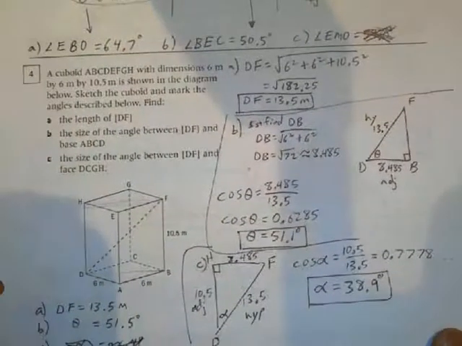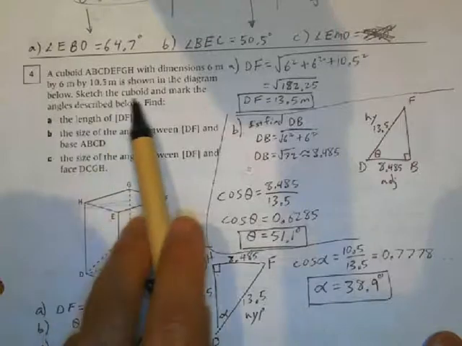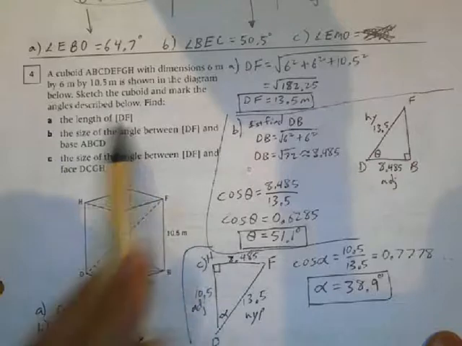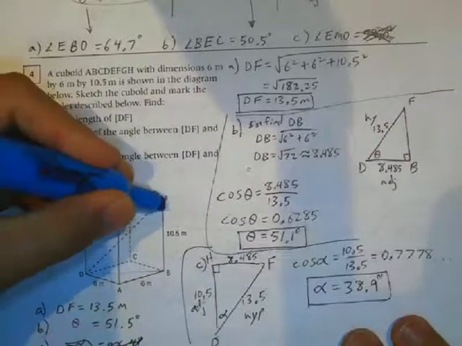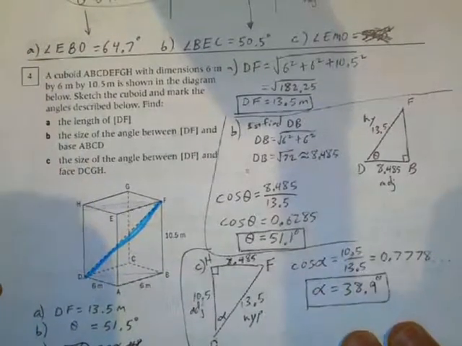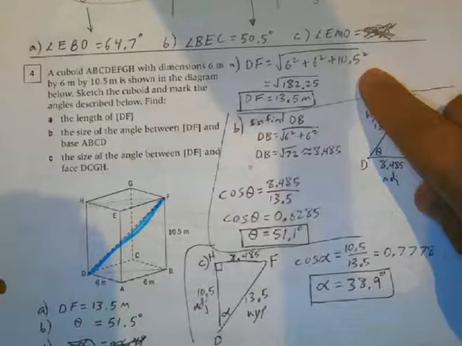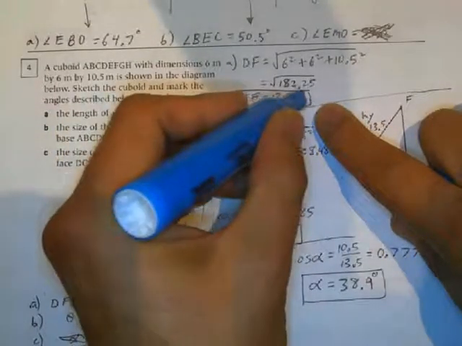Okay, next question. You've got a cuboid with dimensions 6 by 6 by 10.5, and we want to find the length of D to F. So to figure out the length from D to F, this is a diagonal through the box, so we're going to do 6 squared plus 6 squared plus 10.5 squared, and we find out that the length of D to F is 13.5.